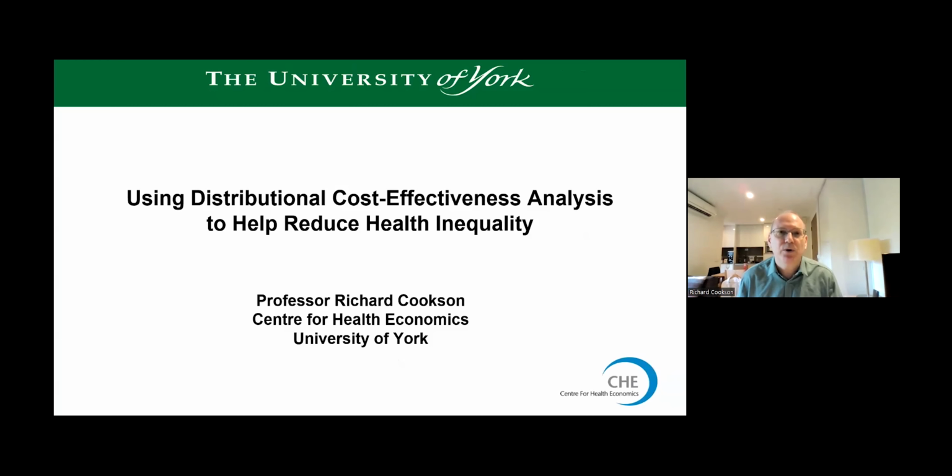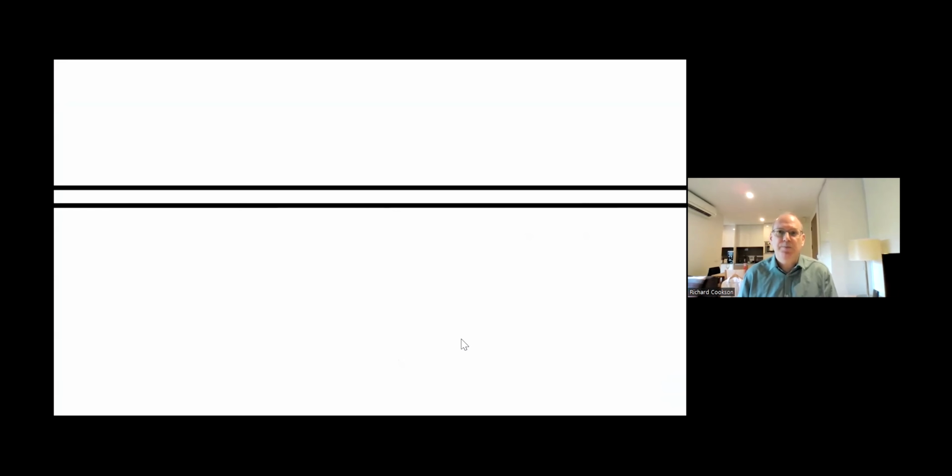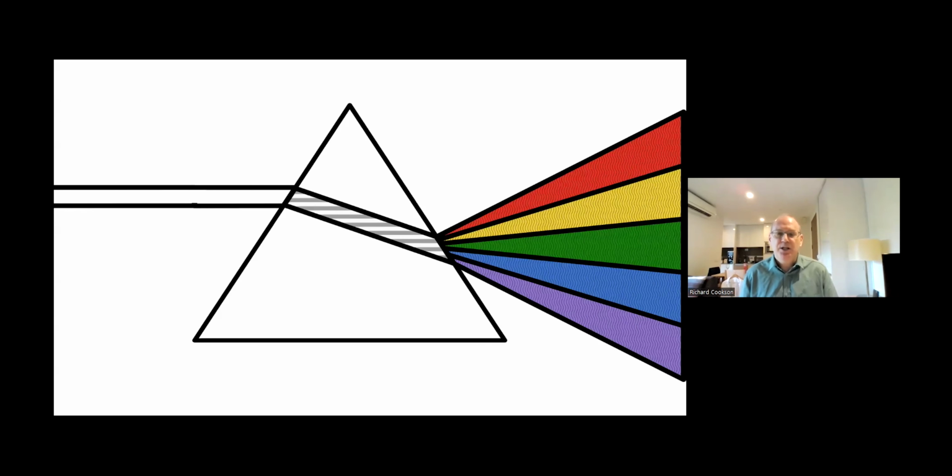All right. So, using distributional cost-effectiveness analysis to help reduce health inequality. This is all about the fact that policymakers at the moment see the world in white light, just in averages. They see average costs, average benefits, average quality. What we need to do is split out that average so that you see the distributions and who gains and who loses. Yes, by ethnic groups, you know, Maori in your case, but also by socioeconomic groups, whatever groups are of interest and importance in a particular society.